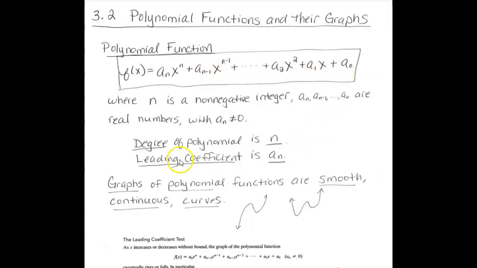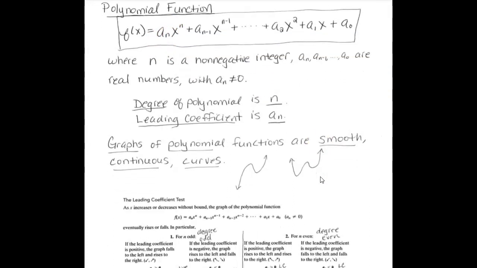So the most important thing that we're going to look at in order to start our graphing process is looking at the degree of the polynomial, which means the largest power of any variable, or n, and the leading coefficient, meaning the coefficient in front of that highest power term, a sub n.